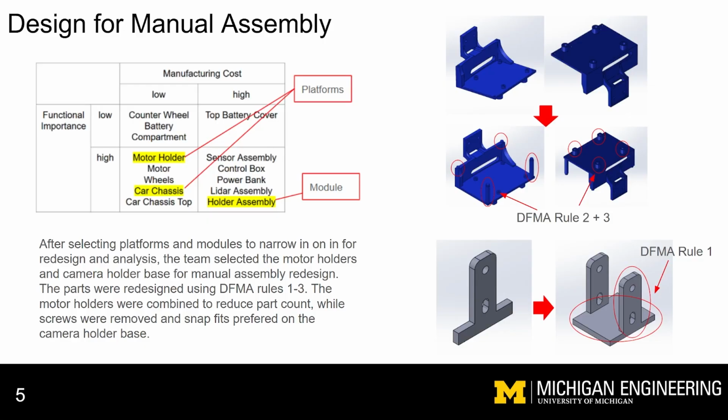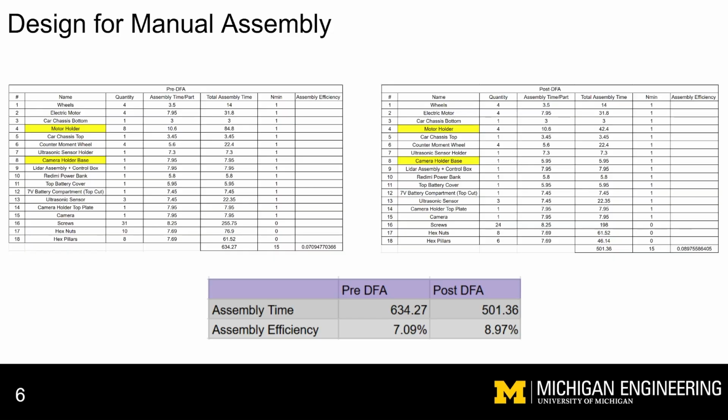In our pre to post DFA analyses, the significant reduction of assembly time for the motor holder and camera holder base and sizable reduction of fasteners allowed us to reduce our overall assembly time from 634 seconds to 501 seconds, increasing our assembly efficiency from about 7% to about 9%.